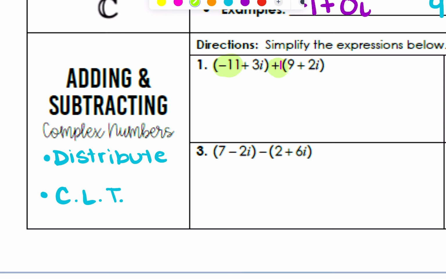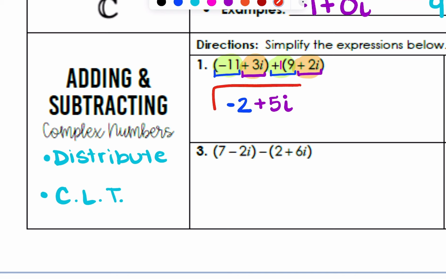So when we're doing that, our real numbers are going to get combined, and then our imaginary numbers. And we're doing that exactly how we would with any other type of numbers or values. We need to be paying attention to the signs. This is -11 plus 9, which gives us -2 for our a value, the real number piece. And then we have +3i plus 2i. This is just like if this were variables with x's. This is going to give us 5 i's.